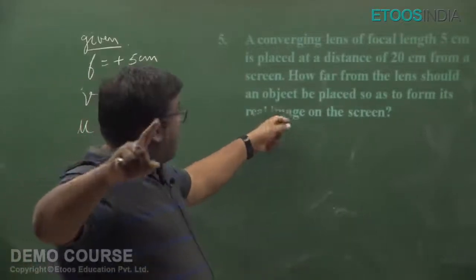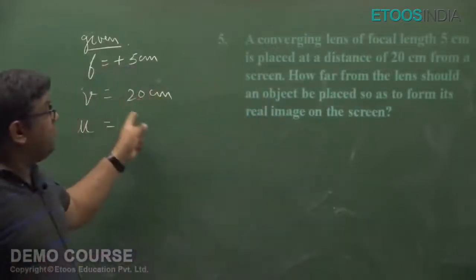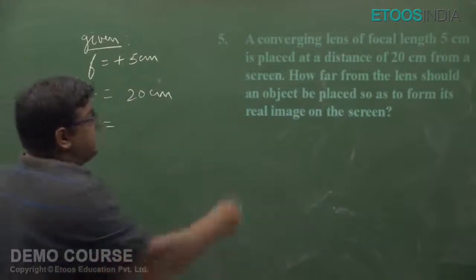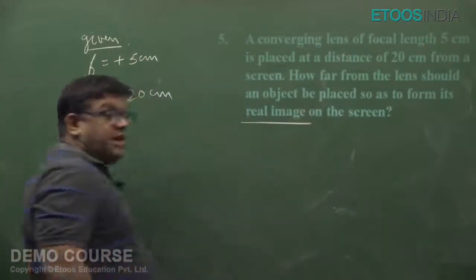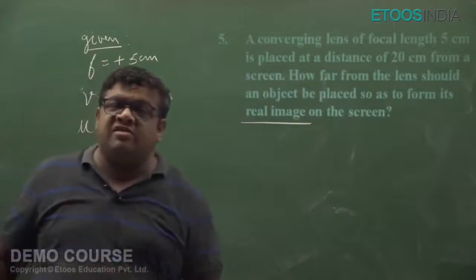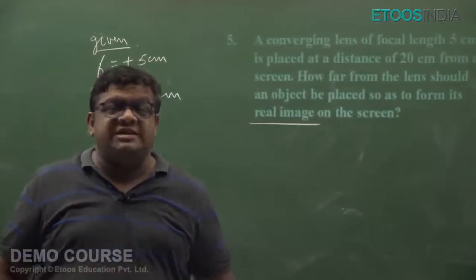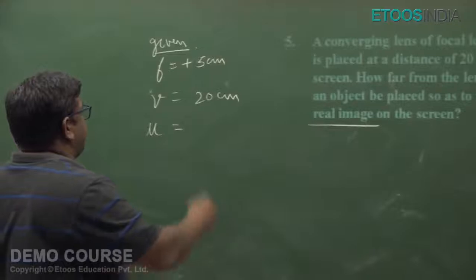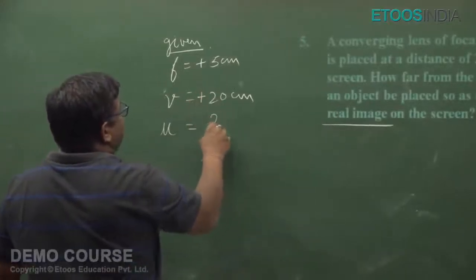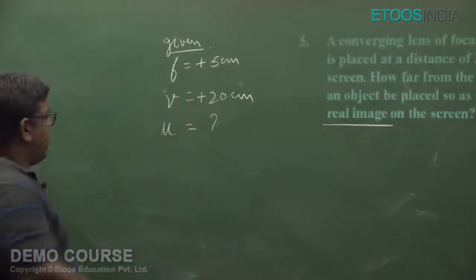See, for finding the sign of V, we need to know the nature, which it has already given here. It is a real image, and for real image, the sign of V is always positive. So, I'll write it here, positive. Got it? Now, I'll put it in the formula.